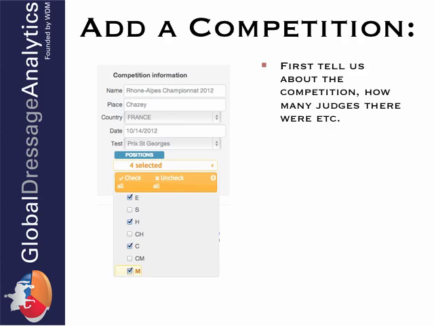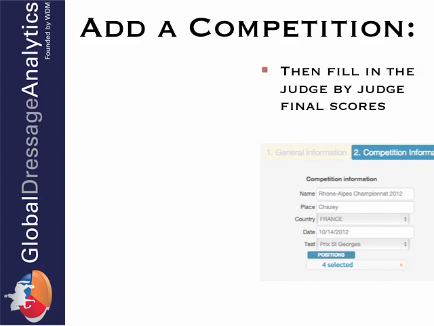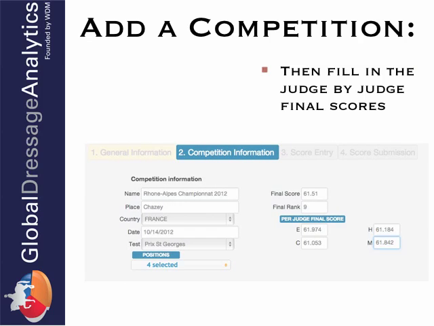Then in the next window you click where the judges were sitting. In this case E, H, C and M. There were 4 judges. So we filled in the judges, we filled in the final scores for each judge. We put the final score, the final rank, the judge scores. And you're ready for the next step, which is to enter all your scores.